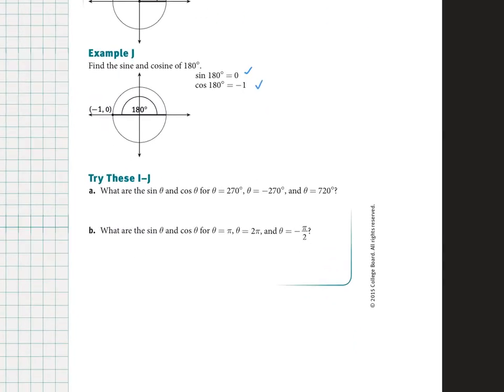Then we can draw these pictures in for these other parts. Go ahead and pause to try it yourself, but we're going to draw quick pictures here. So sine and cosine for 270, which would be like 390 is not right, it's over here at (0, -1). That tells me that the sine of 270 degrees is equal to -1, and the cosine of 270 degrees is equal to 0. Try -270 and 720 on your own, and then I'll reveal the answers.